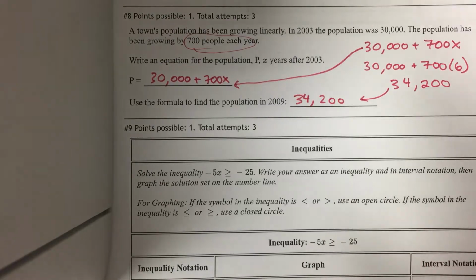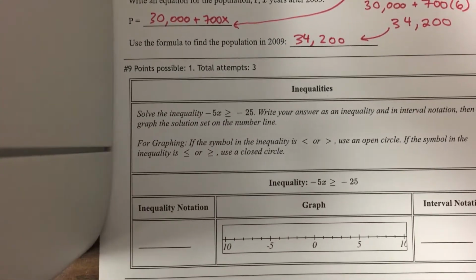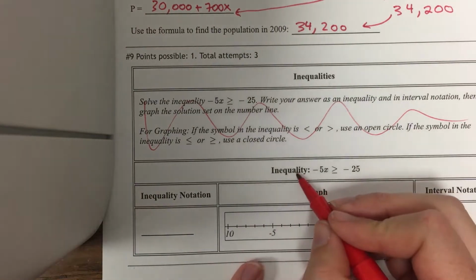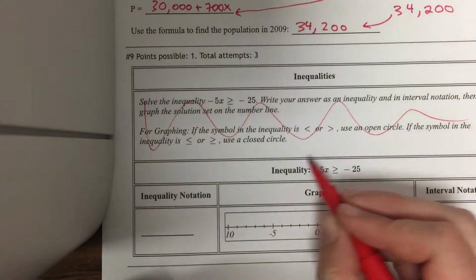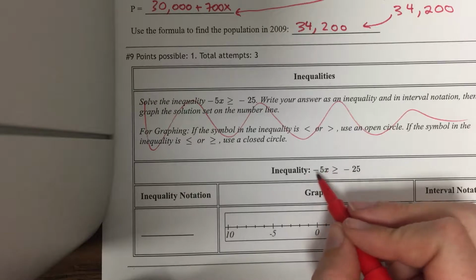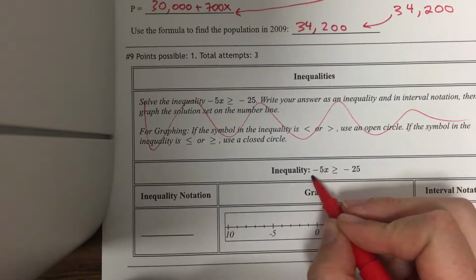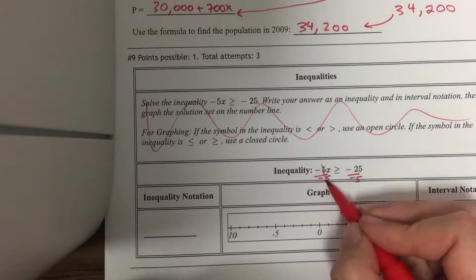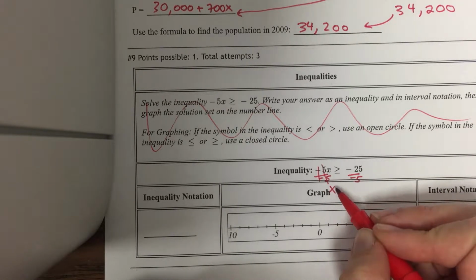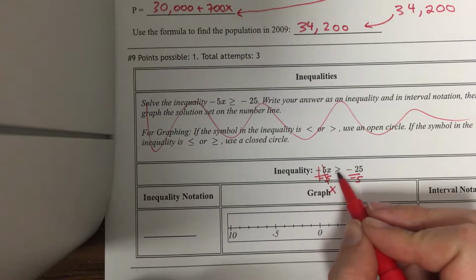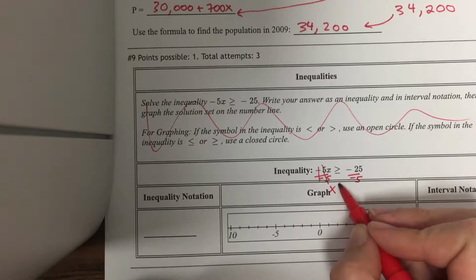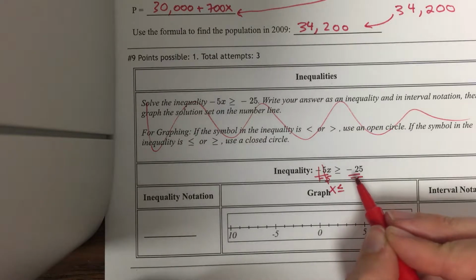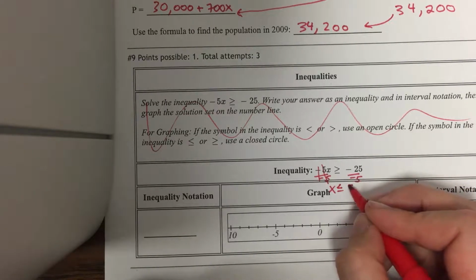Okay, next one we're dealing with inequalities. This one's a little bit messy. Ignore this, and let's just work on our inequality. So, can we solve this? Can we get x by itself? Divide by -5, divide by -5. Cancels out, and we get x. When I divide by a negative, this sign has to do something. It has to flip. Then -25 divided by -5 is a +5.